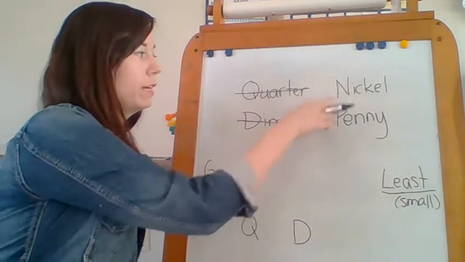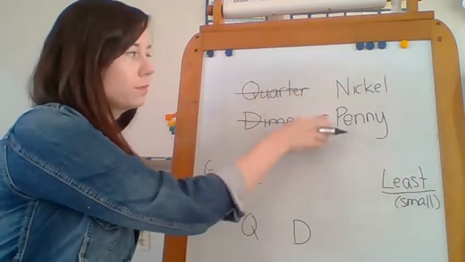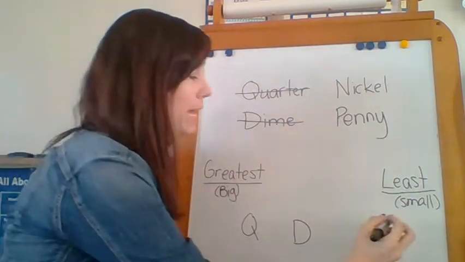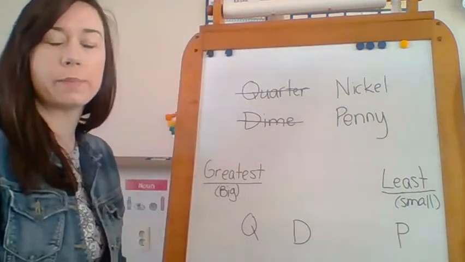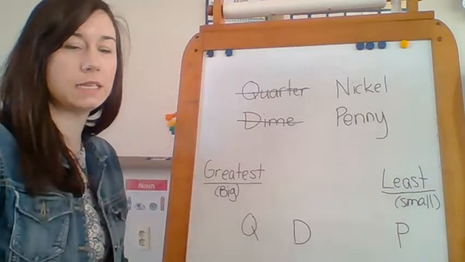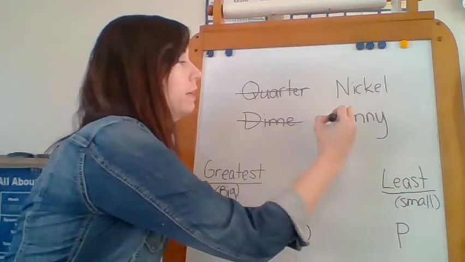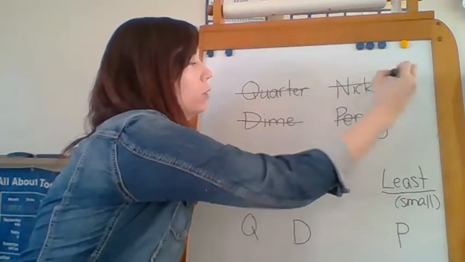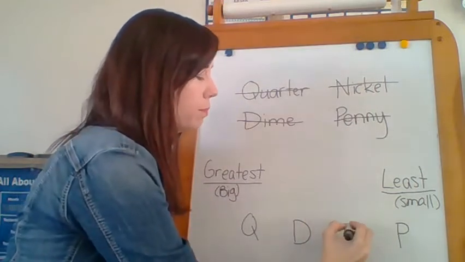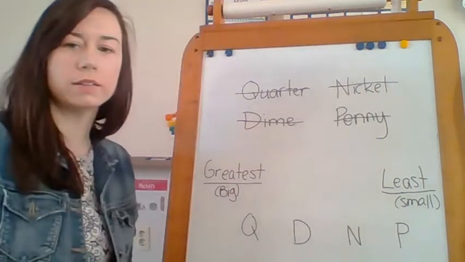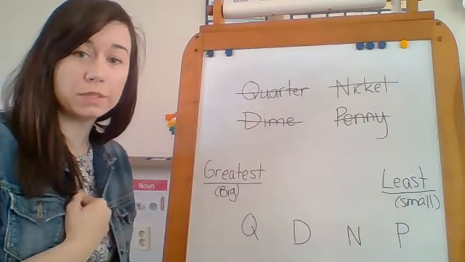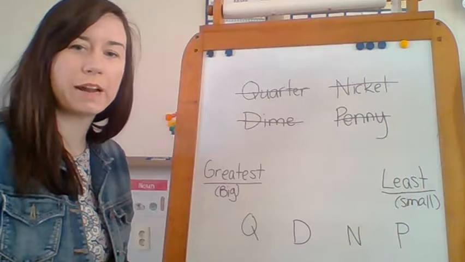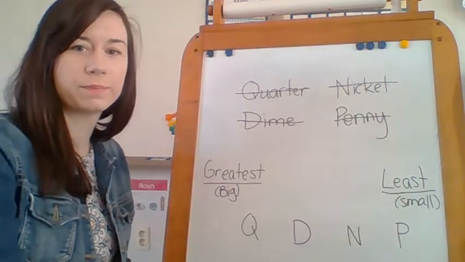All right, now I have nickel and penny left. I know that penny is my smallest, so I'm going to put that right here because a penny is 1 cent. So that leaves nickel right in the middle of dime and penny because a nickel is only worth 5 cents. Please watch my examples so that you know what to do today for your activity.